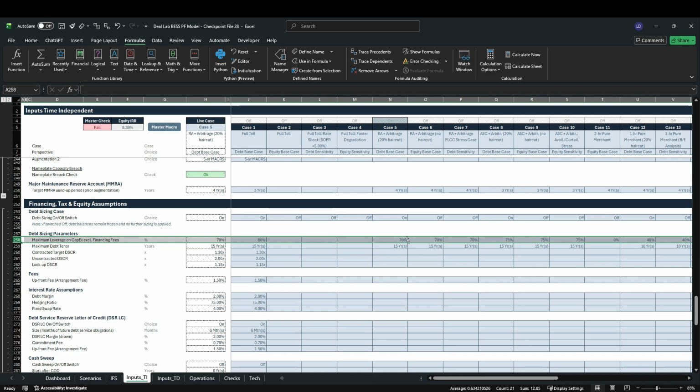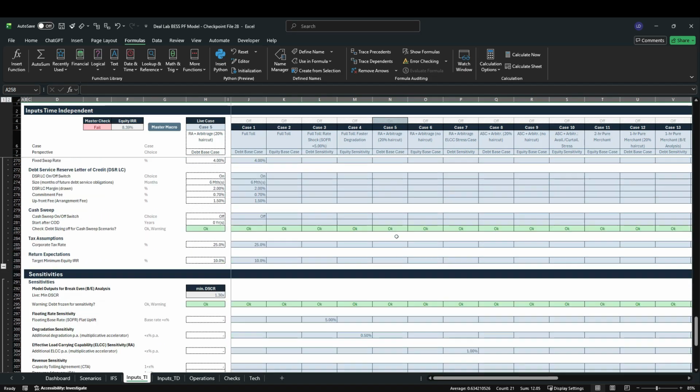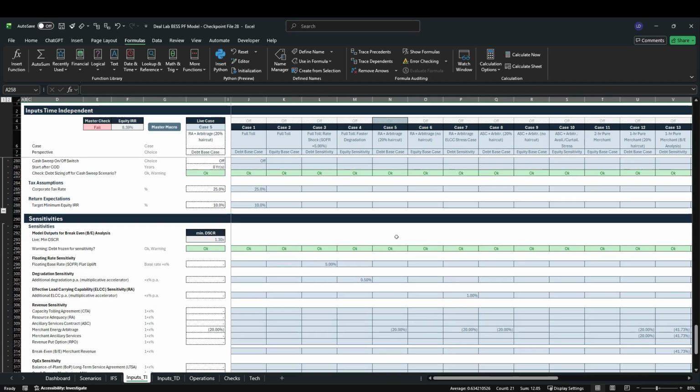So the reduced leverage is probably justified by now the additional merchant exposure of the battery. So lenders are going to be a little more conservative if there's a merchant exposure component in the revenue stack. And then let's scroll down further.